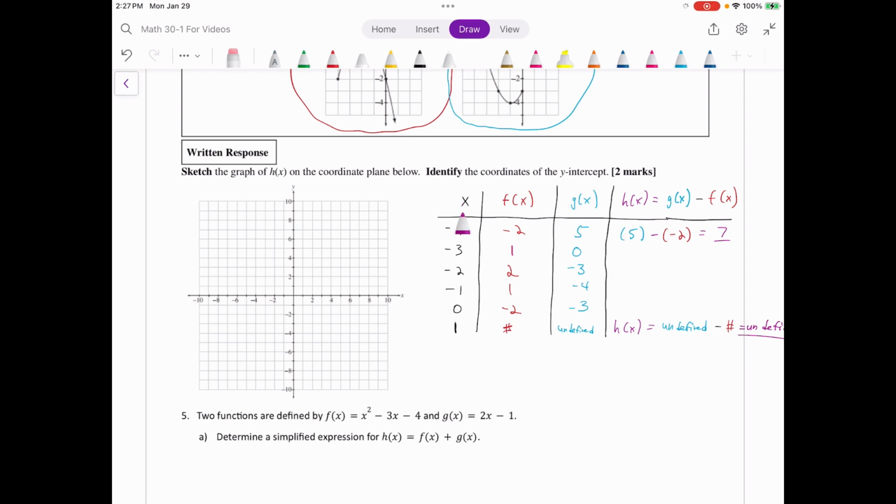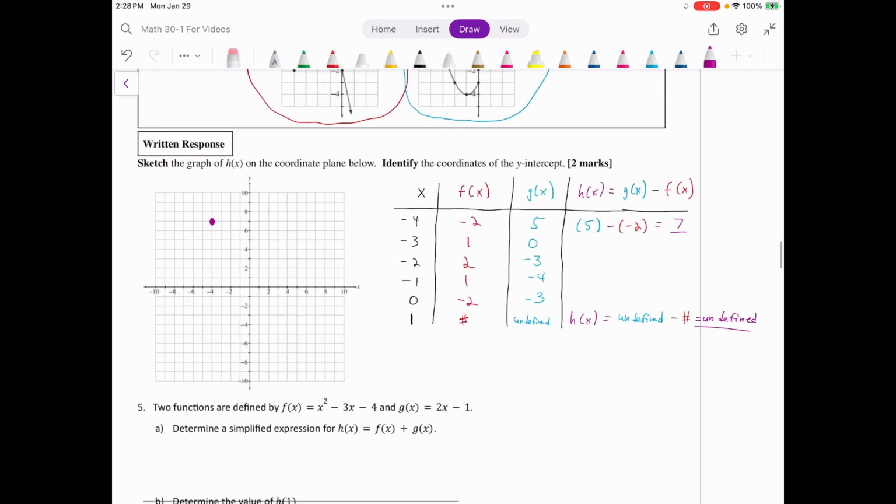When x is negative 4, y is 7. H of negative 4 is 7. So I'm just going to add that point to my graph. When x is negative 4, y is 7. And we're on our way to graphing h of x. So I'm going to repeat that same exact process for some more points so we can add points to our graph and start to get an idea of the shape. And then we'll be on our way.